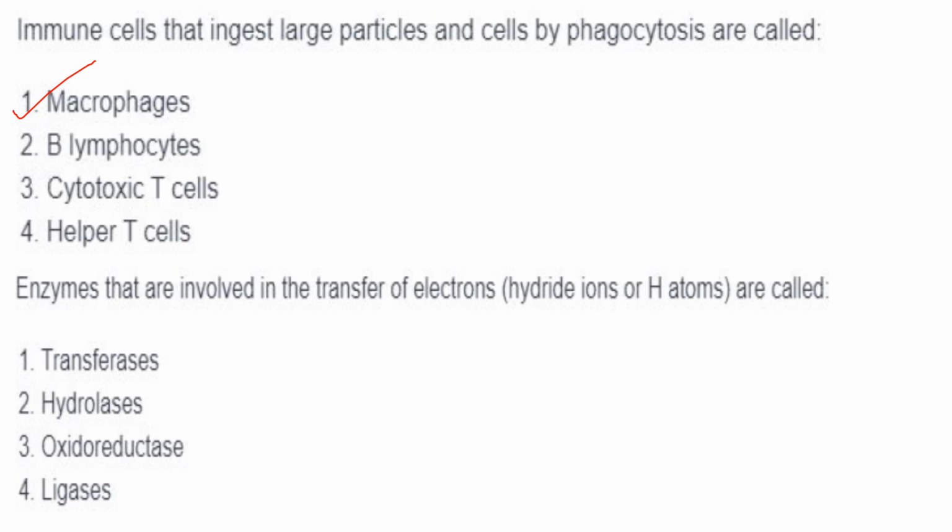Then enzymes that are involved in the transfer of electrons are called oxidoreductases. Okay, they are not transferases, it is transfer of electrons or hydrogen atoms or hydride ions. It is oxidoreductases. Transferases are enzymes that catalyze transfer of functional groups between molecules. Hydrolases, they catalyze hydrolysis of bonds. Ligases, they catalyze formation of new chemical bonds between molecules.